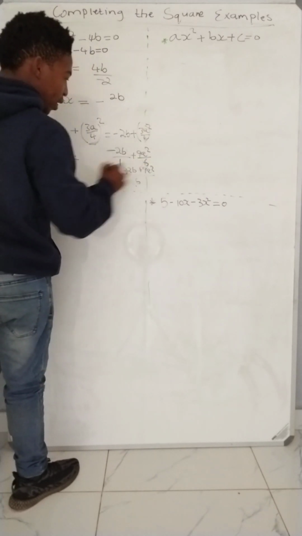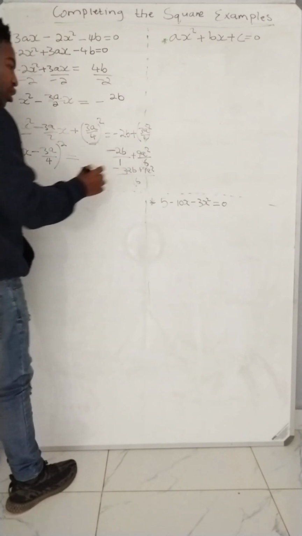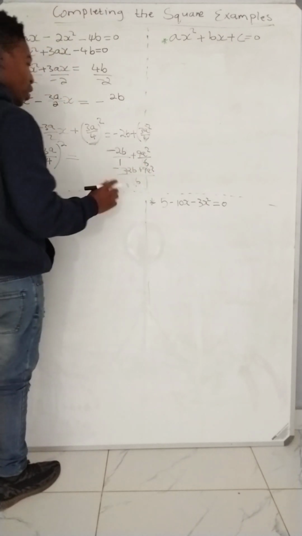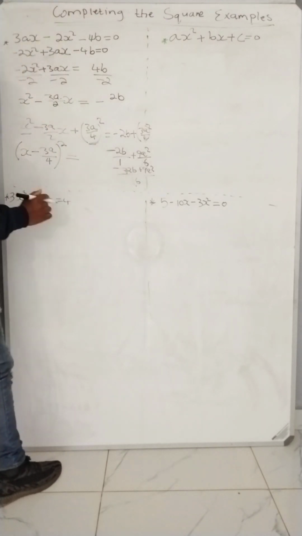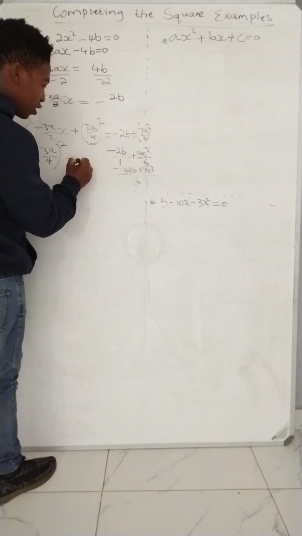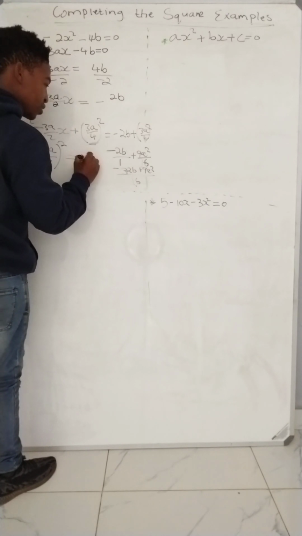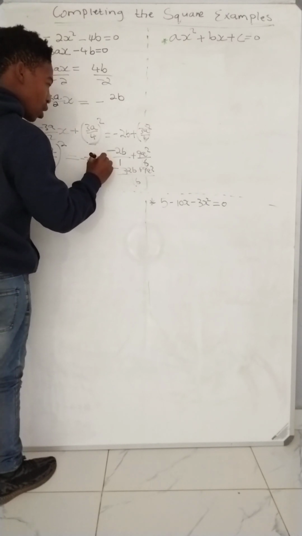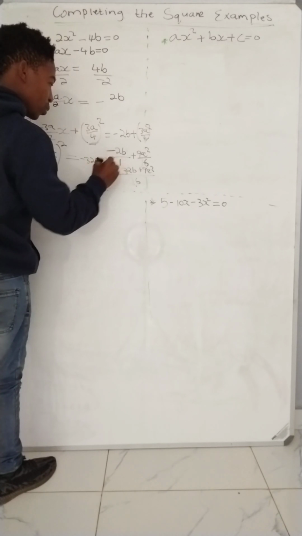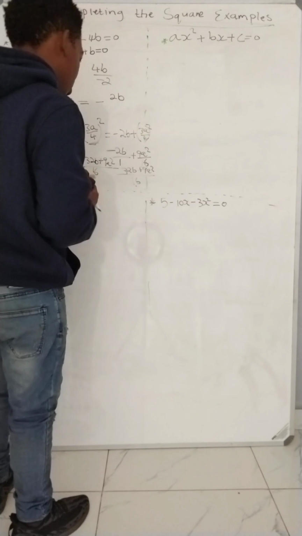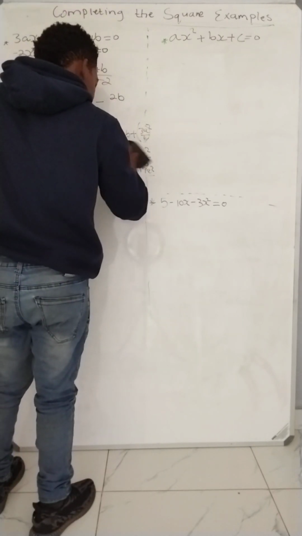So you can't add those two because it is a's and b's, apples and bananas. So you can't add them. So you leave it the way they are. So you're going to be having this side, which is minus 32b plus 9a squared all over 16.